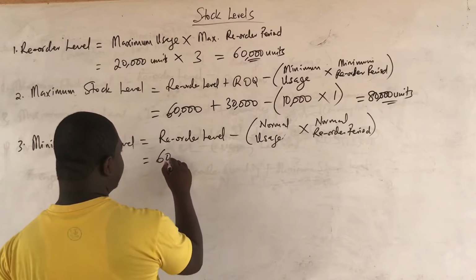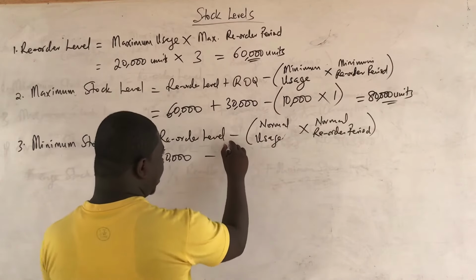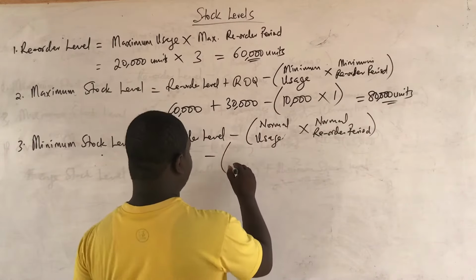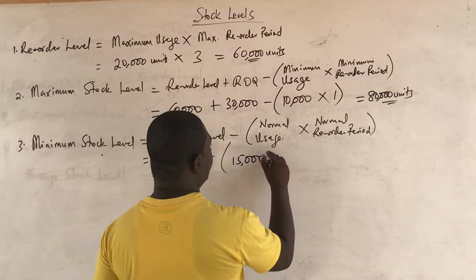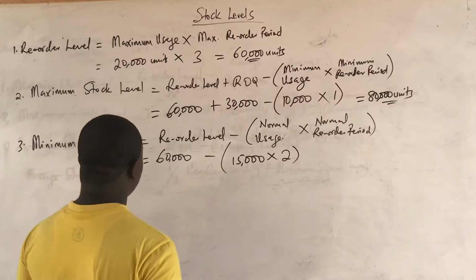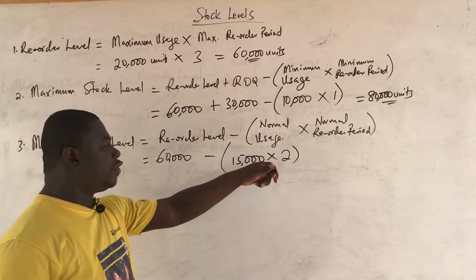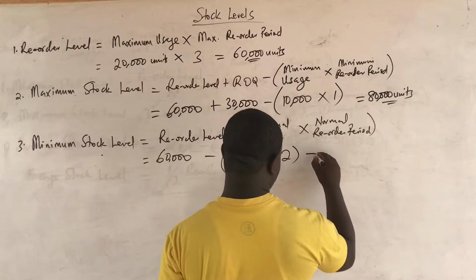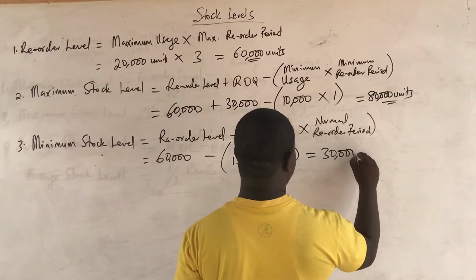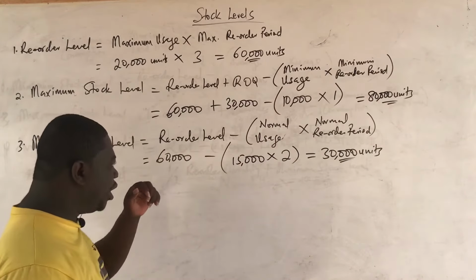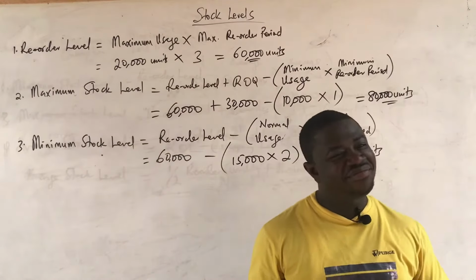Reorder level is 60,000 units minus, what is the normal usage in this question? The normal usage in this question is 15,000 units. And then the normal reorder period is 2 months, so times 2. So 60,000 minus 15,000 times 2. And that is going to give us 60,000 minus 30,000. So the final answer becomes 30,000 units. So this becomes your minimum stock level.